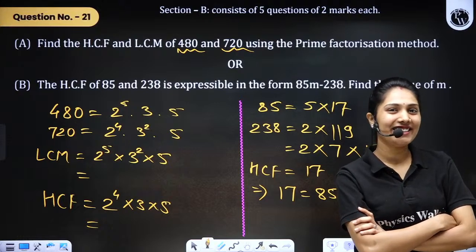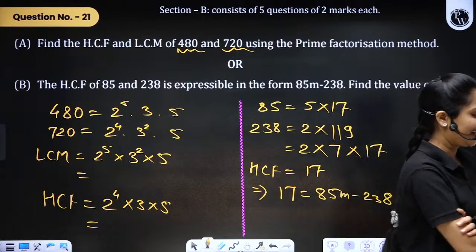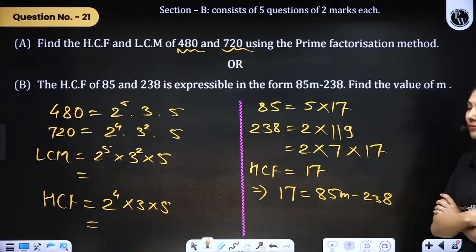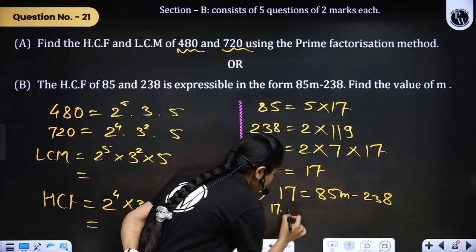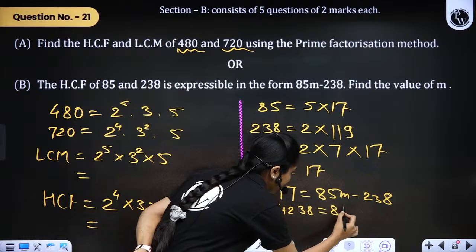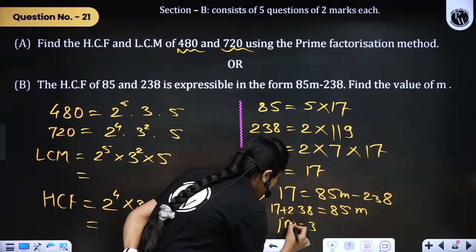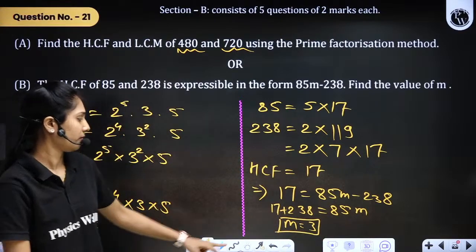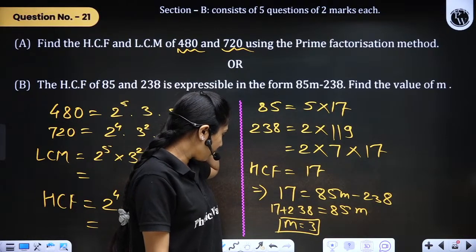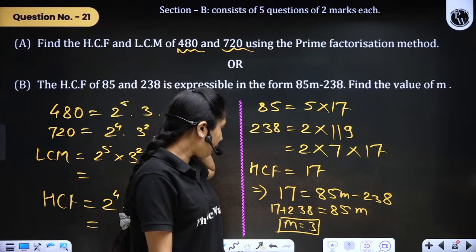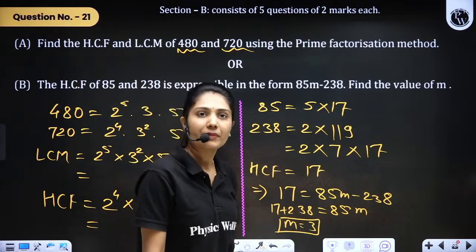Exactly, Chandan. Very good, beta. Very good. What about others? Yeah, it should be 3. Correct? So 17 plus 238 is equal to 85m. If we add up here, the value of m that you will get is 3. Okay. 85 times 3 is 255, somewhere around 255, and 85 into 3 is 255. Okay. 3.